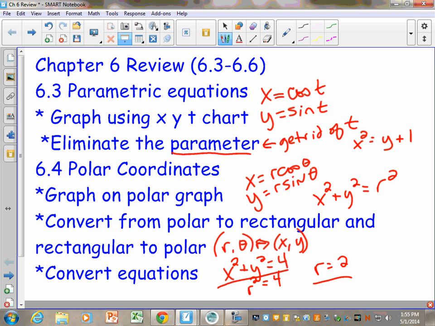And then the next section is 6.5, and that's what you guys did that rose curve activity over when I wasn't here and I messed up and forgot a page. But hopefully, at least you got the idea of the shape out of those. And so that's 6.5.